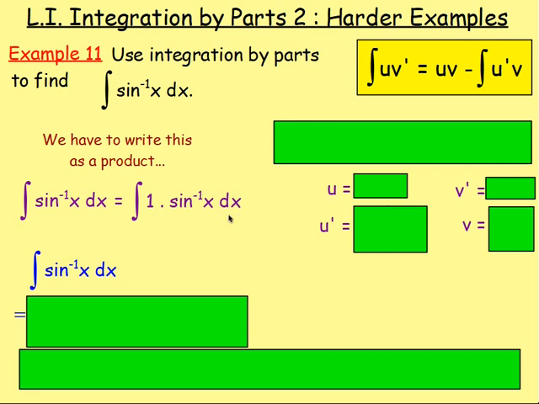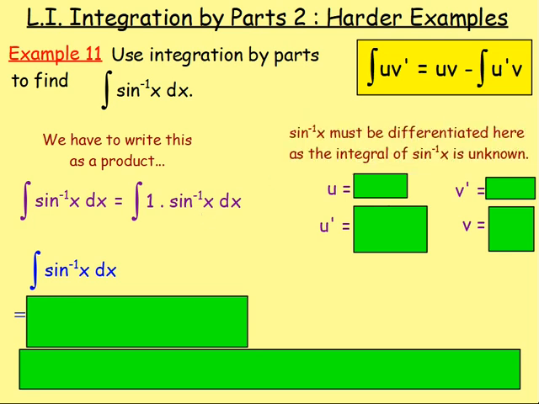So we need to differentiate one part and integrate the other part. Which one would you differentiate here? Well, you could differentiate 1, you would get 0, but that would leave you with integrating sine to the minus 1 of x, and the integral of sine to the minus 1 of x is unknown. That is why we have to differentiate sine to the minus 1 of x. So u here would be sine to the minus 1 of x, and v dash, the one that we're integrating, will be 1.